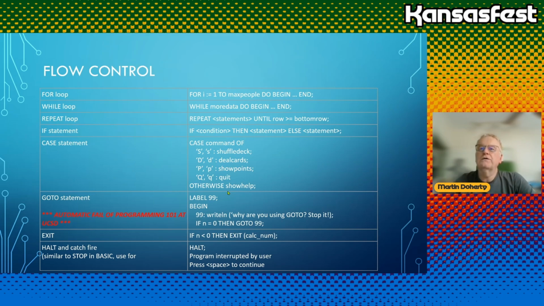If then else, of course, is the conditional statement. It's got a nice thing called a case statement. And this is, in BASIC, a little bit like when you say on X, go sub 1000, 2000, 3000. So it's that same idea, but it's a lot more flexible. So I'm saying if the command is S, then call shuffle deck. If the command is D, call deal cards. If the command is P, call show points. If the command is Q, call the quit procedure. Otherwise, show the help screen, because they didn't type something that was one of those 4 valid commands.